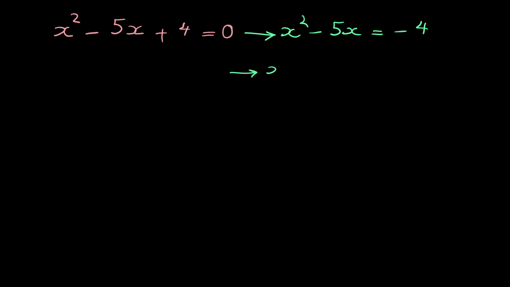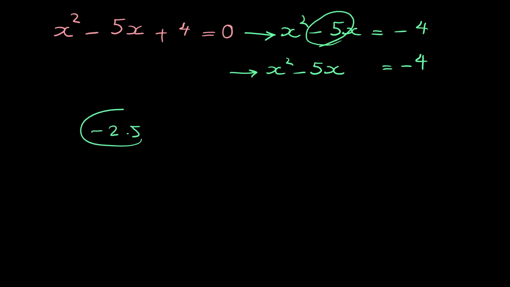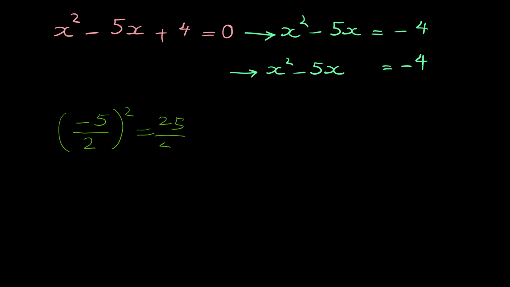Now what do we have to do? X to the 2 minus 5x. Now we have to add a number to the left and to the right. Half of negative 5 is negative 2.5. But if you want to raise this to the 2, probably it's not going to be so interesting. Instead of writing negative 2.5, it's better to write it in fraction form. Half of negative 5 is negative 5 over 2. Raise this to the 2, then it would be 25 over 4. So we have to add 25 over 4 to both sides. Like this.